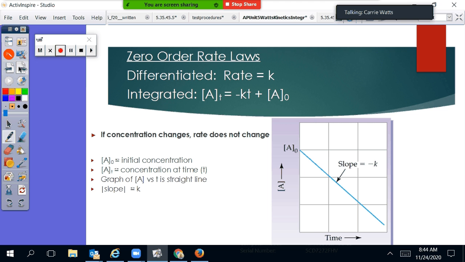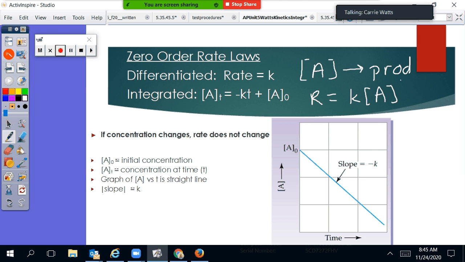Let's first start with 0 order. Remember, with 0 order, that means the rate does not depend on the concentration. If this is the equation we're looking at, and A is our reactant, remember the rate depends on that reactant. If it's 0 order, that would mean the rate R equals k times A to the 0 power, and we know that as 1. That's why rate equals k.